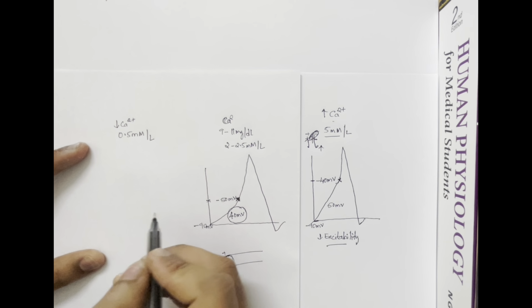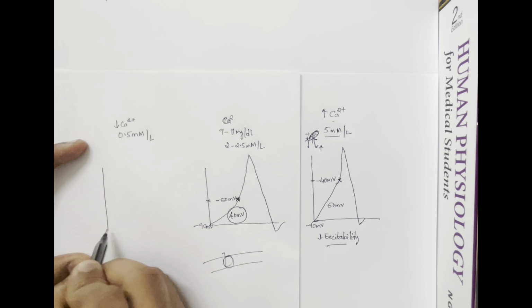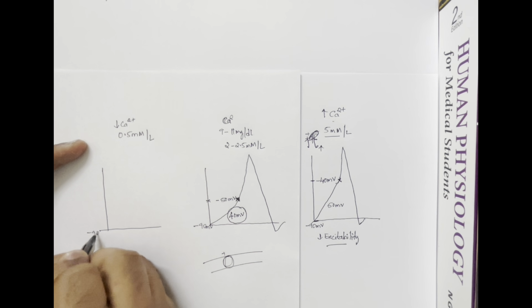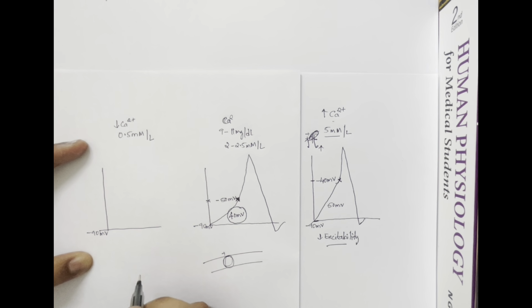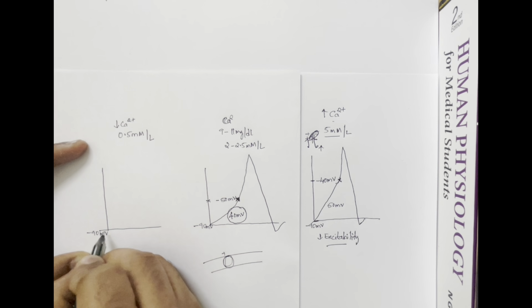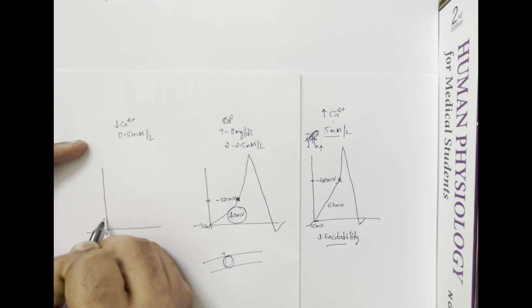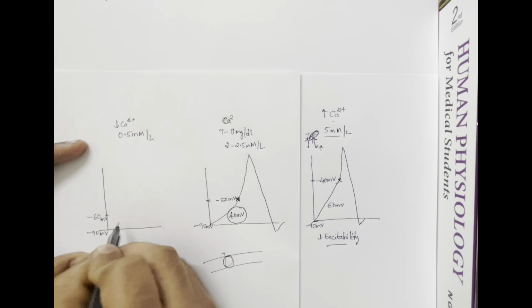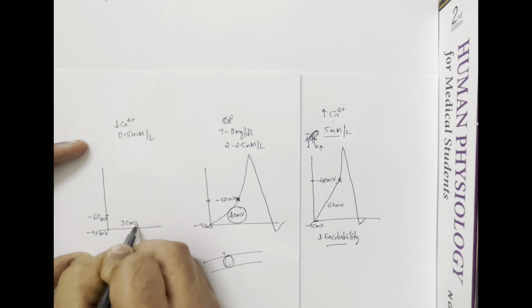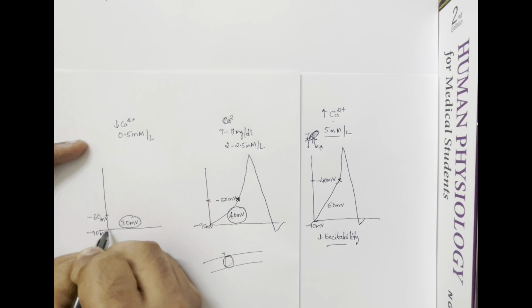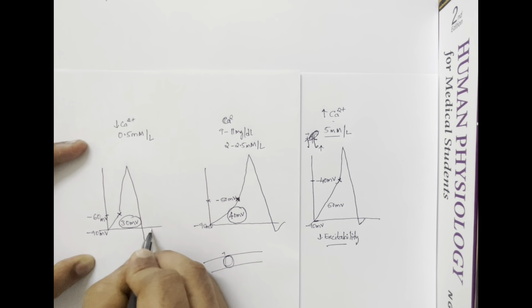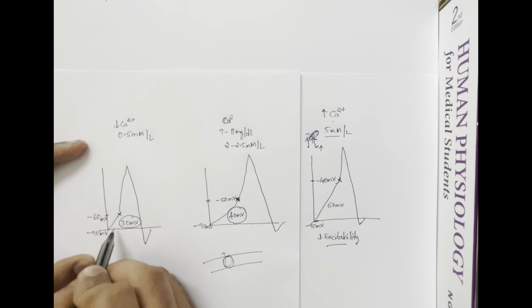In this situation, we'll plot an action potential graph and see where the threshold potential is. The resting membrane potential is minus 90 millivolt for skeletal muscles. When the membrane potential is taken from minus 90 millivolt to minus 60 millivolt, that is a change of 30 millivolt, the action potential will be generated. So that means the threshold here is very low.